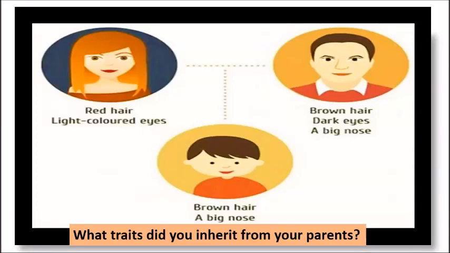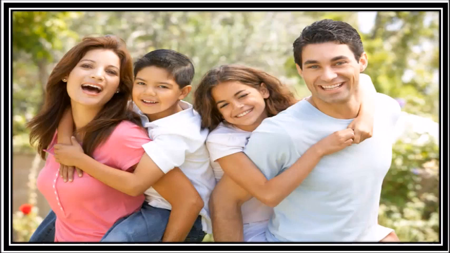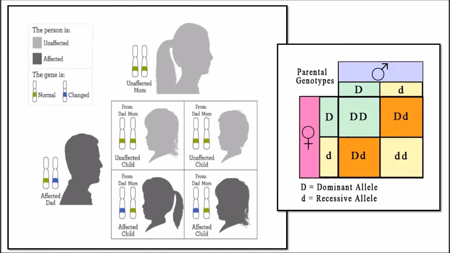Inheritance is the passing on of traits or characteristics from parents to their offspring. This is why when you look at a picture of your family, you will often see many similarities among individuals, but there will also be differences as well. So in this video, I will use genetic diagrams to explain the different ways that characteristics can be inherited from parents. So if you need help in this topic, keep watching.